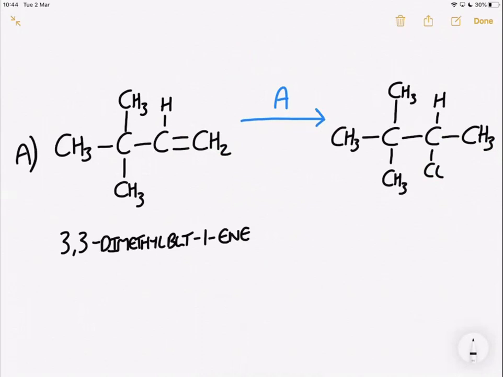Then in the next case, we've got rid of the double bond. So let's have a think about this, right? In this case, the numbering might well change. So it's going to end in butane, because we now no longer have a double bond, but we've still got 4 carbons in a row.